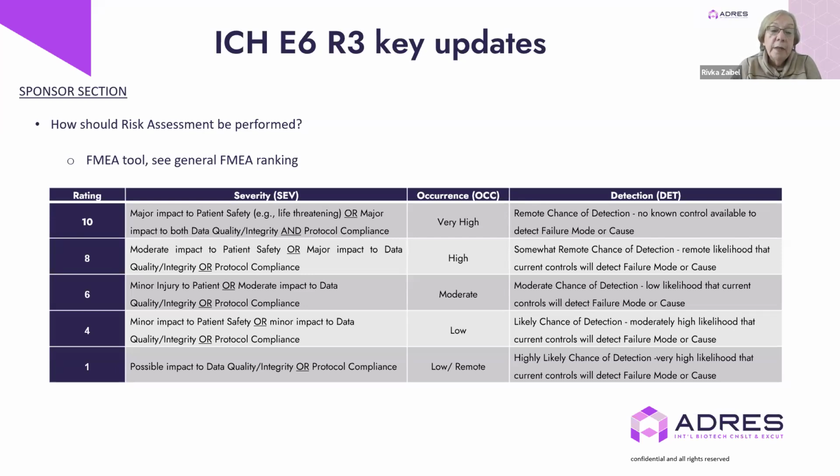Another risk, which may be considered to be moderate impact to patient safety or major impact to data quality, integrity, or protocol compliance. The occurrence of that is high and somewhat remote chance of detection, remote likelihood that current controls will detect failure mode or cause. In that case, the ranking is lower, and so on in the following rows.